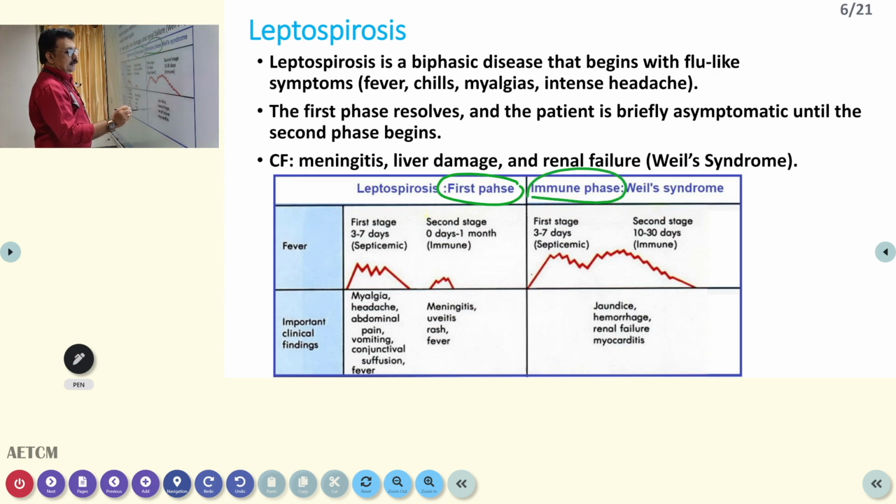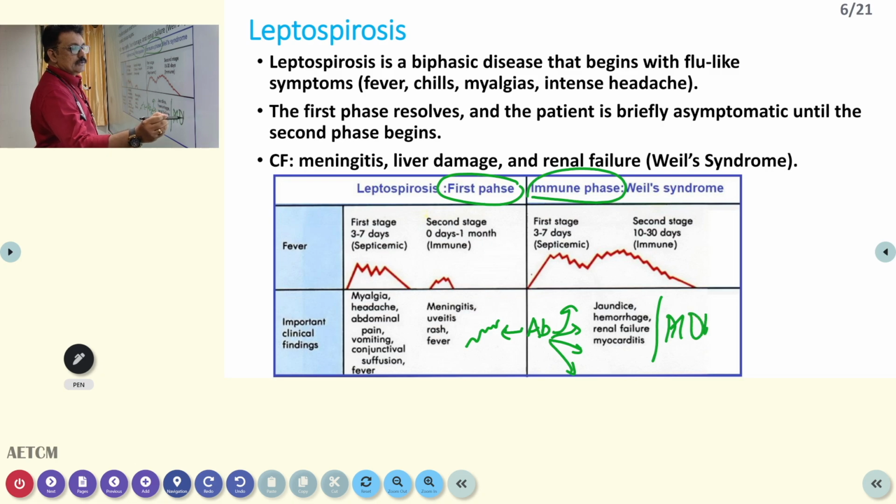So initially the organism, the spirochete, will be there, and there will be antibody production against that organism. These antibodies will try to attack our own body, that is immune dysregulation, and produce multi-organ dysfunction syndrome. So the patient can have liver injury, hematological problems, kidney failure, heart injury, all these things.